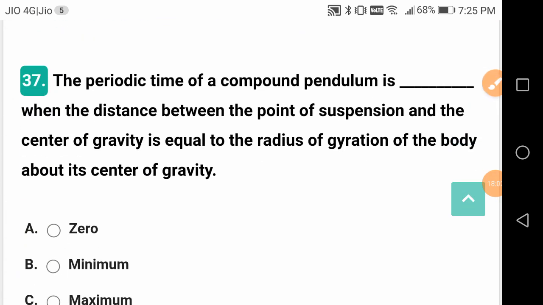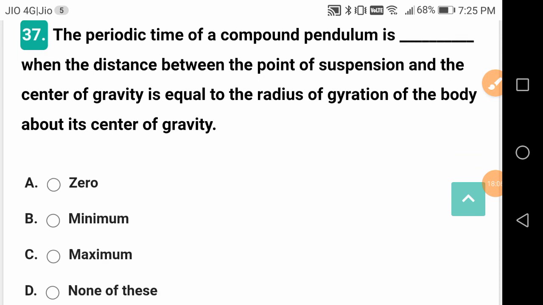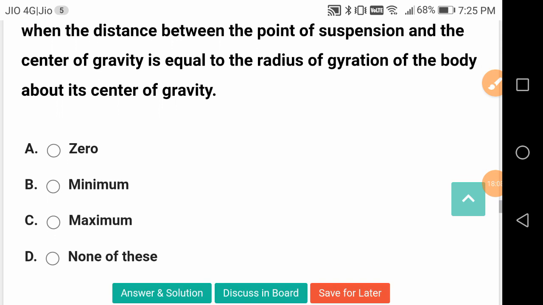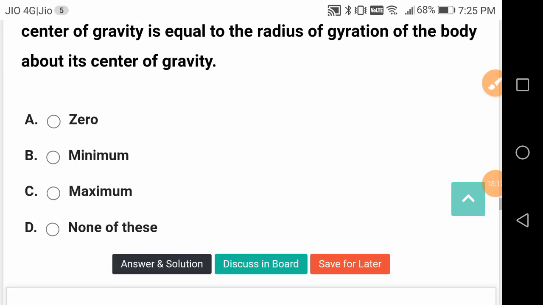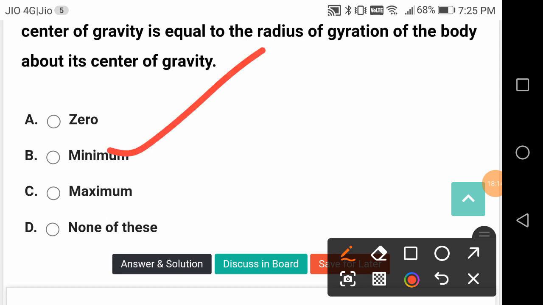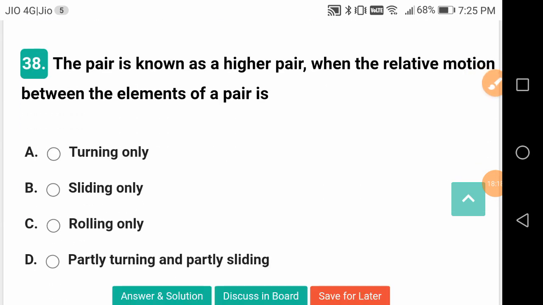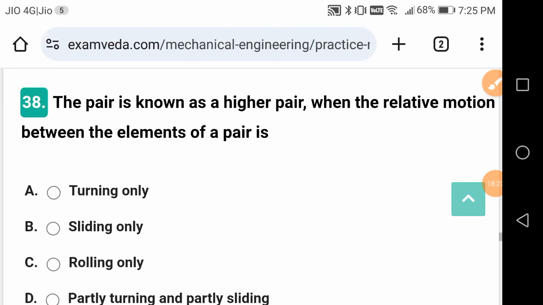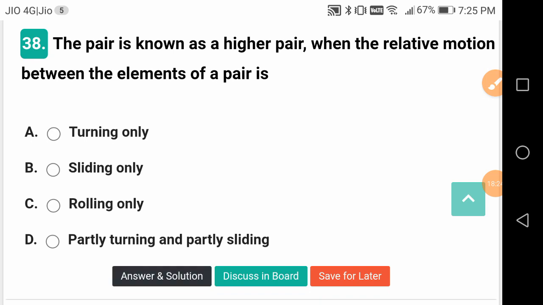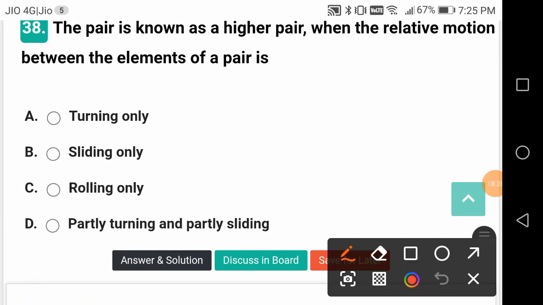The periodic time of a compound pendulum is dash when the distance between the point of suspension and the center of gravity is equal to the radius of gyration of the body about its center of gravity. It should be minimum. Compound pendulum and simple pendulums, you will get some questions. The pair is known as higher pair when the relative motion between the elements of the pair is what? It is partly turning and partly sliding.